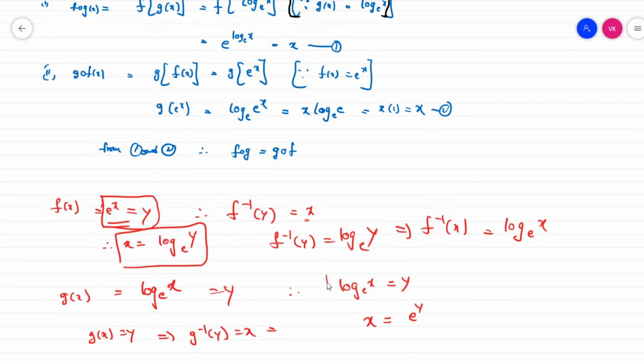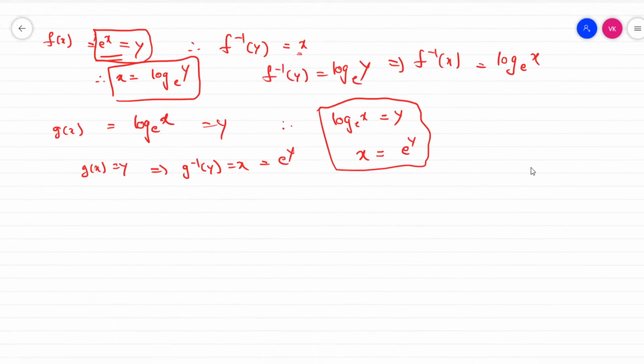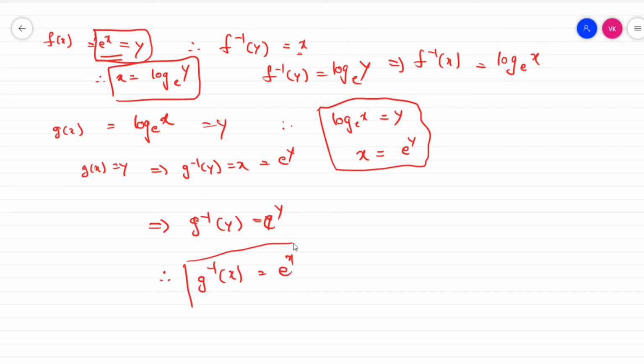that is equal to what we already solved here, x is equal to e power of y. Which implies g inverse of y is equal to e power of y. Therefore let's write x in the y place, then g inverse of x is equal to e power of x. That's the answer. So this is the answer for the first term.